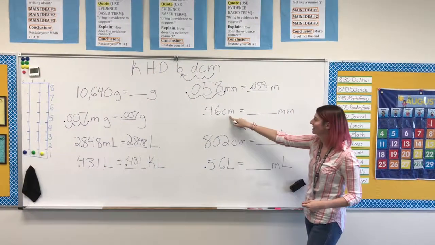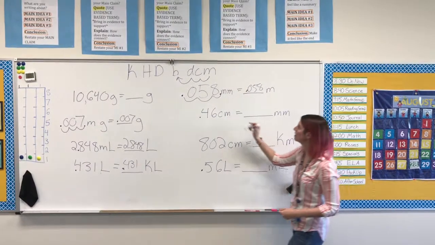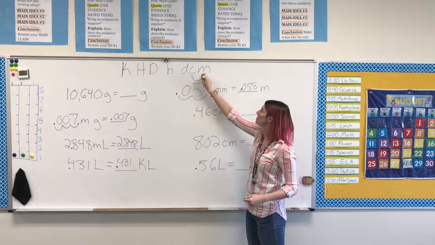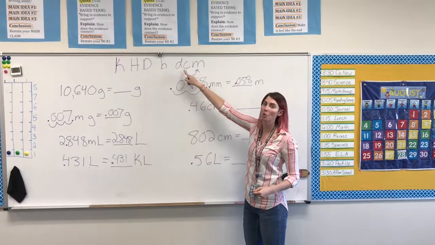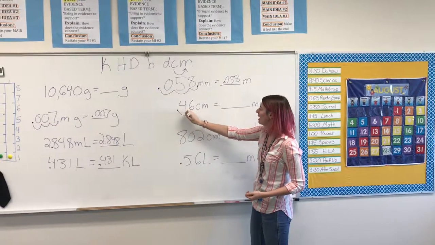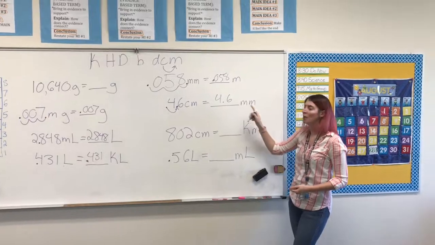Now I have 4.6 centimeters going to millimeters. Centimeters to millimeters, using my chart. Centimeters to millimeters. This time I'm just moving the decimal 1 time to the right. Take my decimal, 1 time to the right. New number, 46 millimeters.